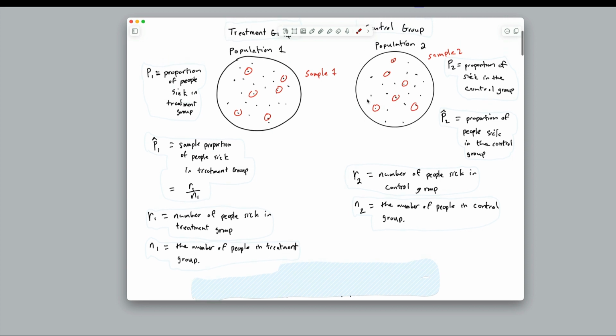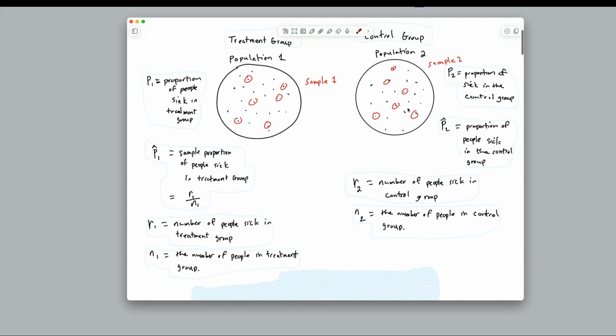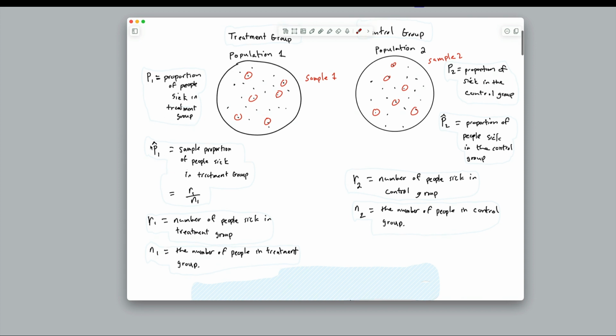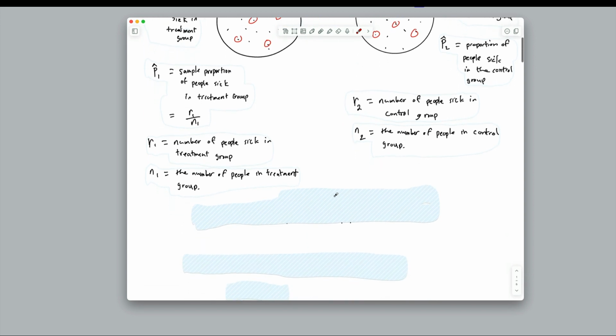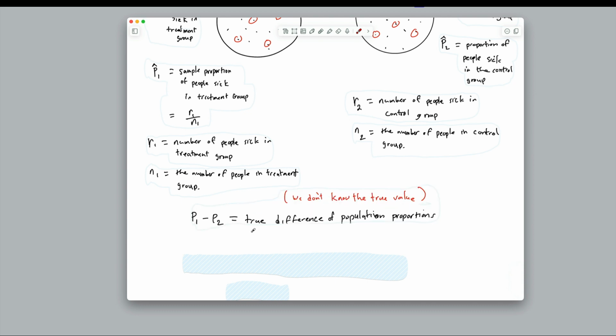After some time, say a week of taking the drug, the people in the control group don't know they're not getting the treatment, they're getting like a placebo, right? If our drug treatment works, we would expect probably P1 to be less than P2. That's what we expect, but we don't know those values. So what we do with this procedure is we take a look at the difference, P1 minus P2. That's the true difference of the population proportions. We don't know the true value of that, and that's what we're going to estimate.